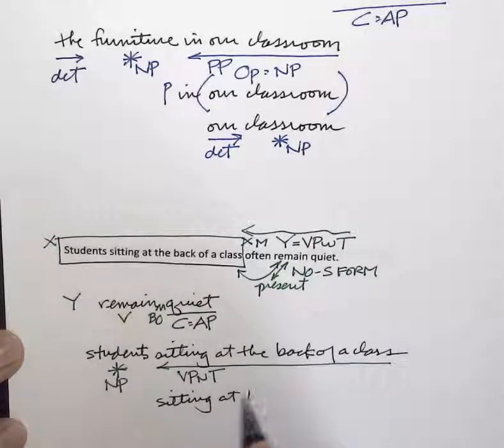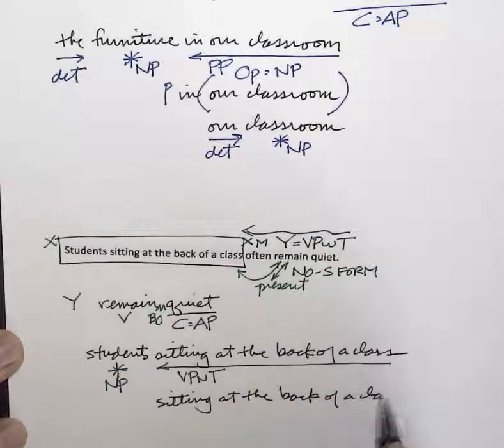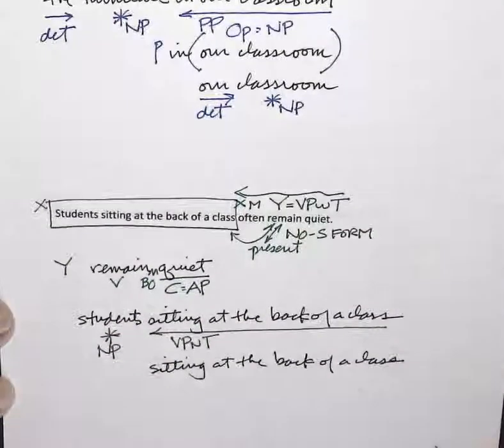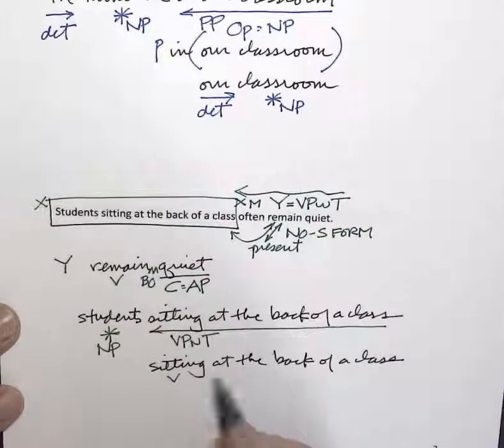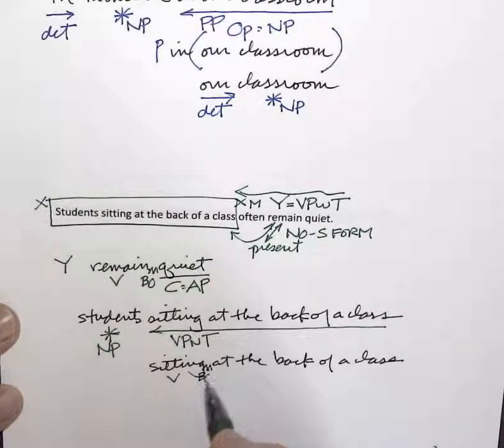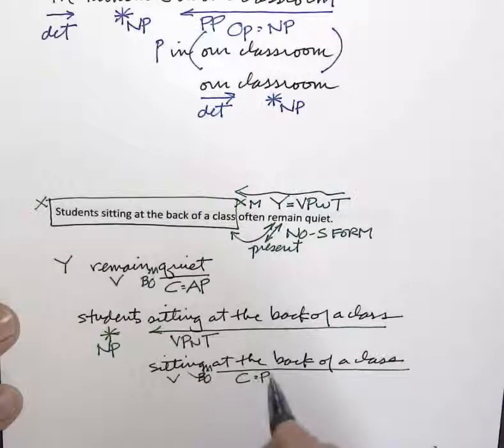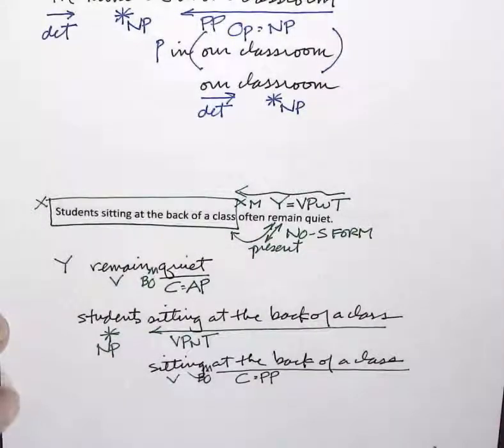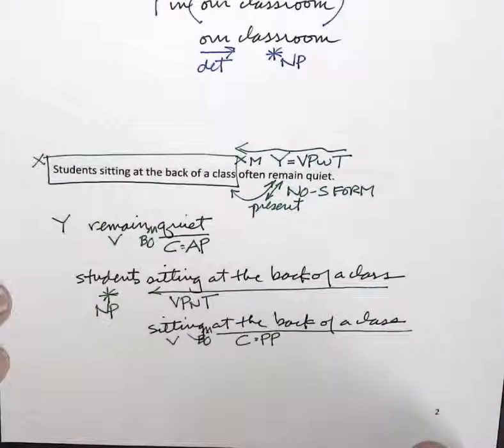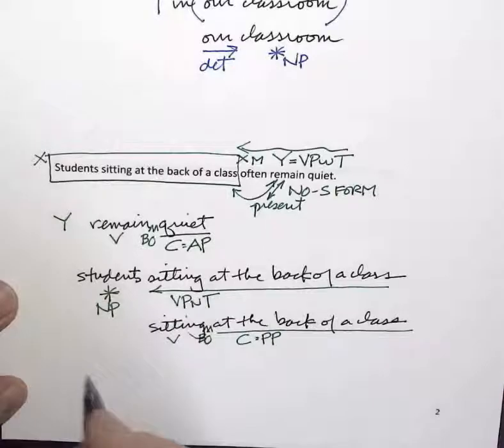Sitting at the back of a class. And sitting is the verb. The particle place is empty. There is no object. At the back of a class is the complement. It's a prepositional phrase. Now let's take a look at this one, and I think you'll enjoy this one. Hope you also probably realized that when you checked it.